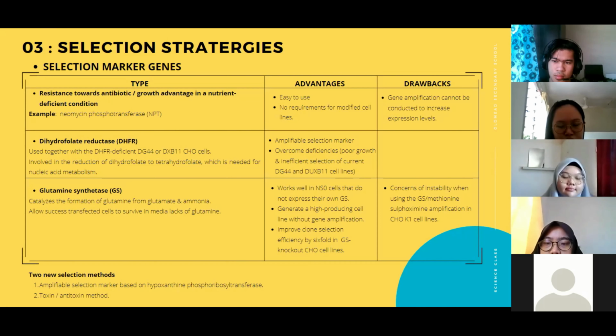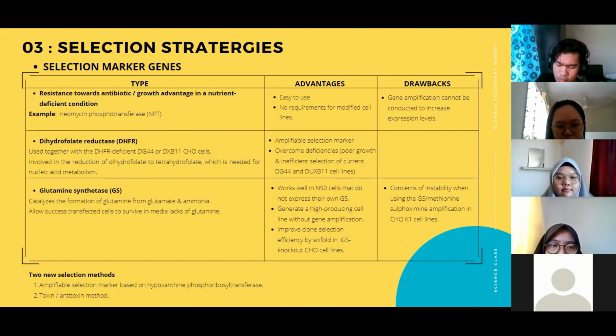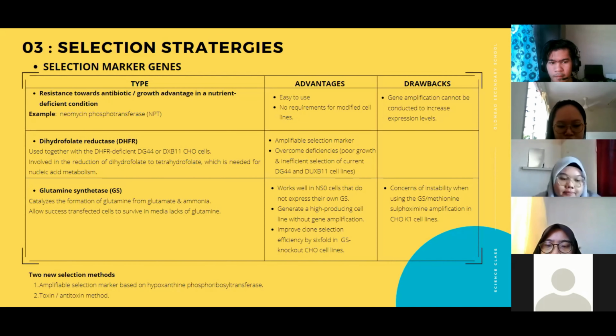So the selection is conducted in the media that is devoid of hypoxanthine and thymidine, and then the amplification can be further carried out by adding MTX, which will inhibit the DHFR activity. So in order to survive, the cell will start to amplify the DHFR gene copy. And the MAB gene, which is located on the same transfected vector or nearby the site, will also amplify, thus increasing the MAB production.